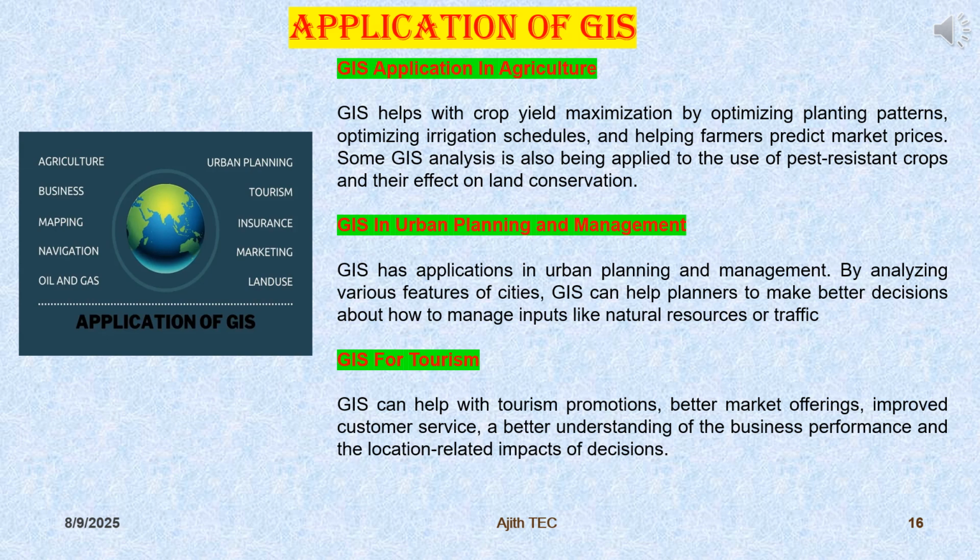GIS in urban planning and management. GIS has applications in urban planning and management. By analyzing various features of cities, GIS can help planners to make better decisions about how to manage inputs like natural resources or traffic. GIS for tourism. GIS can help with tourism promotions, better market offerings, improved customer service, a better understanding of the business performance and the location-related impacts of decisions.